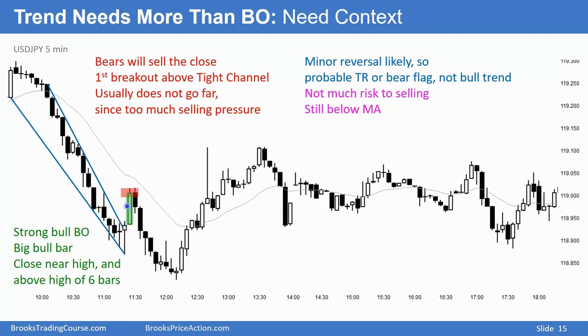Other traders will say, okay, I don't want to sell a big bull bar, but we have a bull breakout with a bear bar closing on its low. I will sell below the low of that bear bar, betting that the bull breakout is failing and that it's a 2-bar bear flag and the bear trend will probably resume.